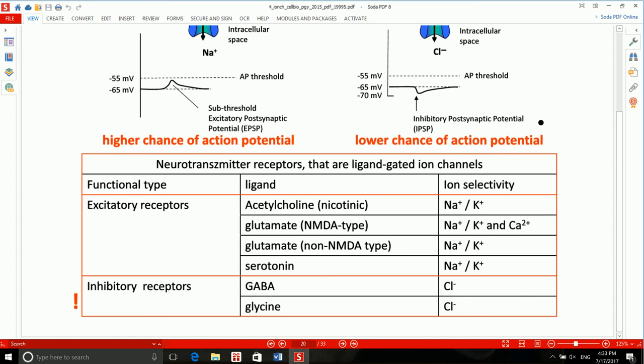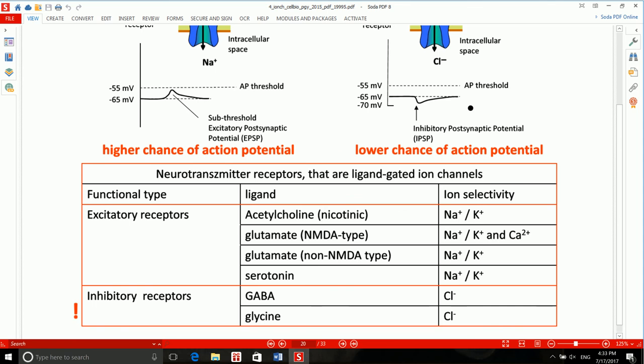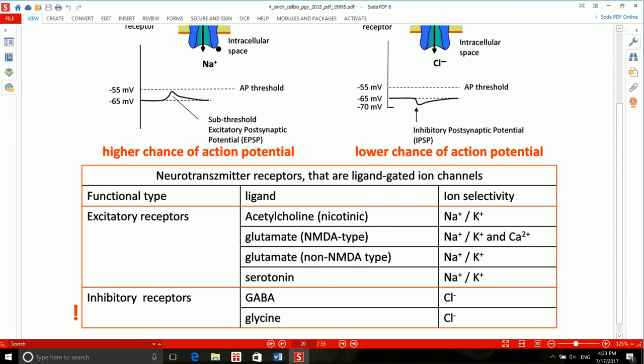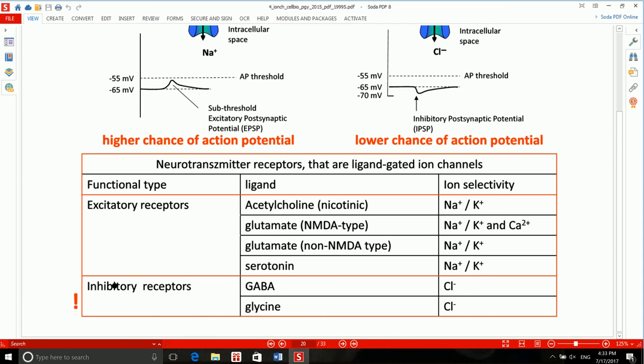And the examples, the ion selectivity of each of these types of channels should be pretty obvious by now. In case of excitatory, we should have ion selectivity for positive ions. So when the channels open, positive ions like sodium can come in and make the cytosol more positive. And in case of inhibitory receptors, we should have the ion selectivity for negative ions, like chloride.